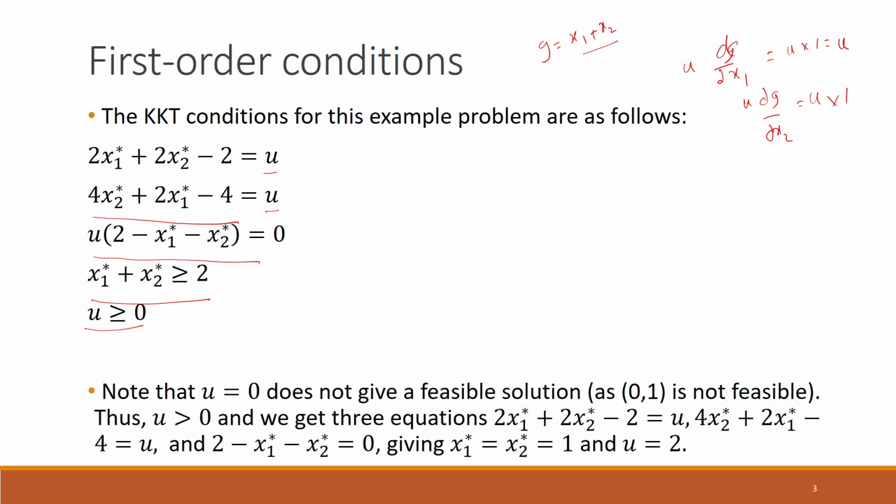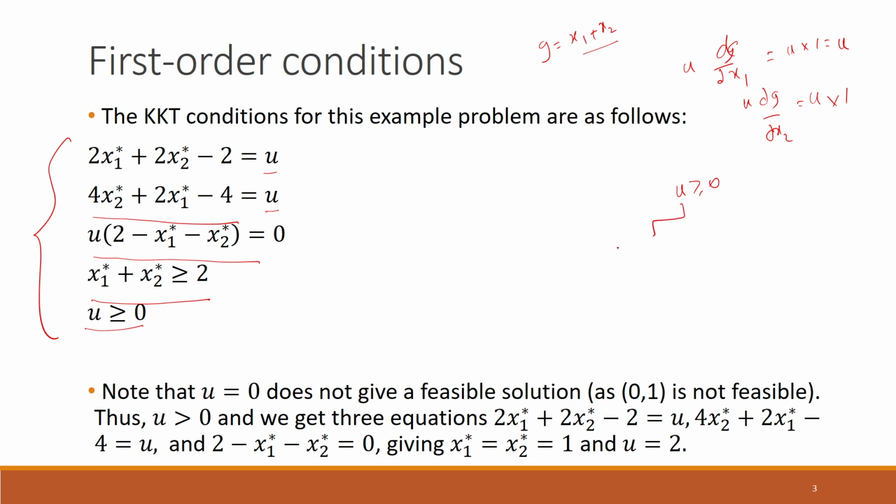Now, we need to find those values of x1 star, x2 star and u which satisfy these conditions. That point x1 star comma x2 star will be the stationary point, or the solution of the KKT conditions, or the solution of the first order conditions, or the solution of the necessary conditions for this optimization problem. Since we know that u has to be greater than or equal to 0, we will be considering two cases in order to find the solution.